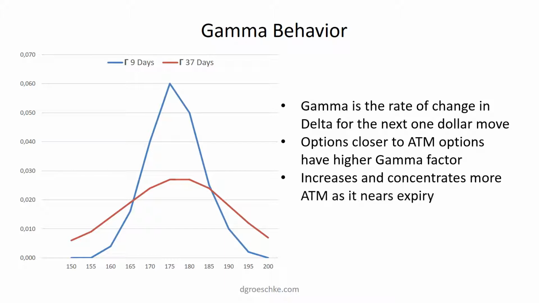The options expiring in 9 days, evidenced by the blue line, have more than double the gamma of the options around at the money expiring in 37 days, shown through the red line. The price of IE on the option chain screenshot was at 176.65. Options with a strike closest to this value, as you can see, have the highest gamma.